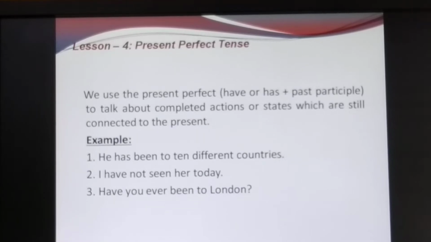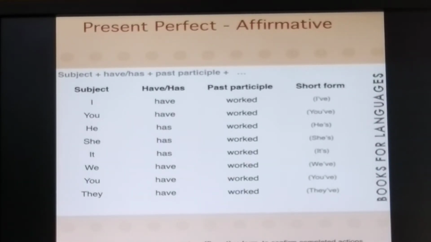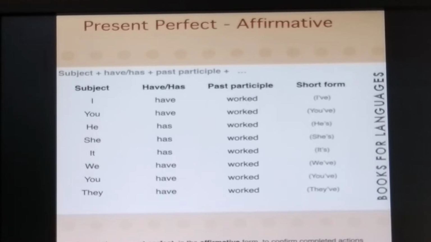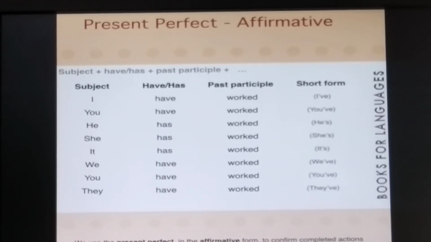Now, let's see the structure of the present perfect tense in case of affirmative sentence. In case of affirmative sentence, we will start the sentence with the subject, then we have has or have, depending on the subject, then we will use the past participle form of the verb. For example, I have worked. We know that the past participle form of work is worked. And why have we used have here? Because the subject is first person singular number.